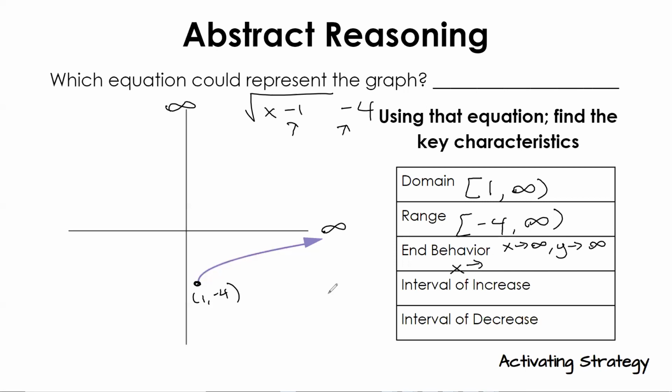All right. As x is approaching 1 from the right-hand side, what is y doing? It's getting closer and closer to negative 4, because remember, it stops right here. Is it increasing or is it decreasing from the left-hand side? Increasing. And when is it increasing? It's going from 1 to positive infinity, so that's going to be the same as the domain. So it's not decreasing at all. It's just increasing. Sometimes it'll be just increasing, sometimes it'll be just decreasing.